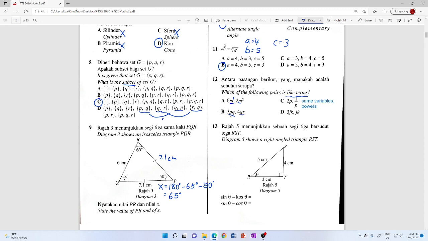For C, 2P and 1 over P. 1 over P can write as P to the power of -1. So the power is different. This is power 1, this is power -1. So the answer is D.